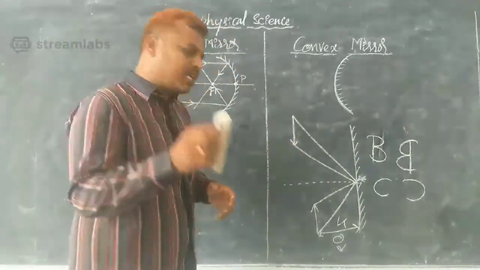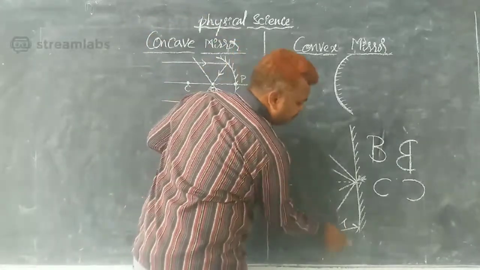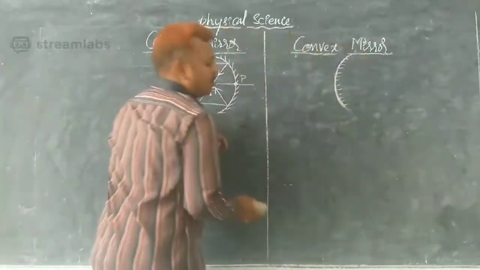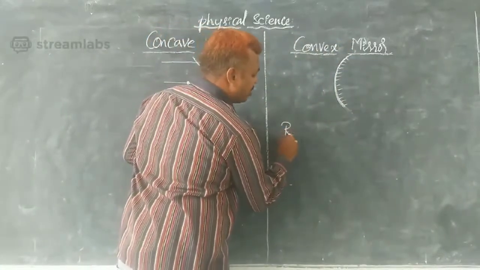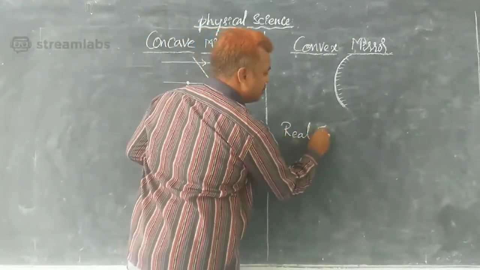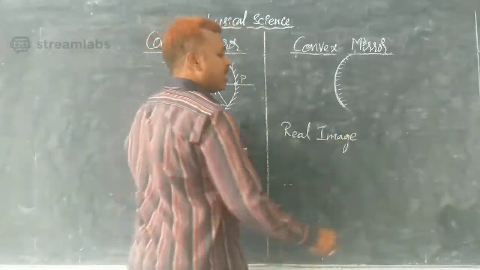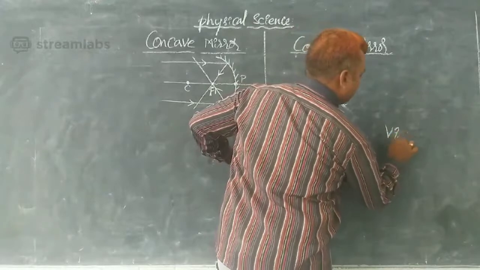So here there are two types of images formed. One is the real image, another one is the virtual image.